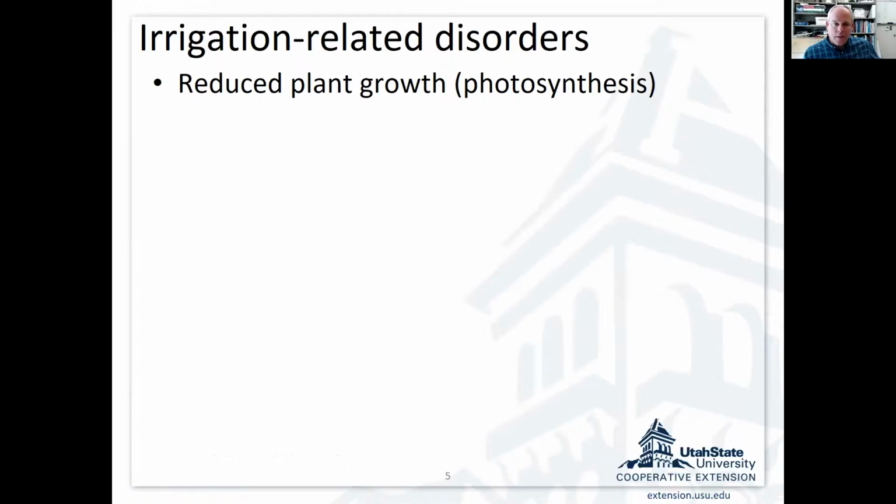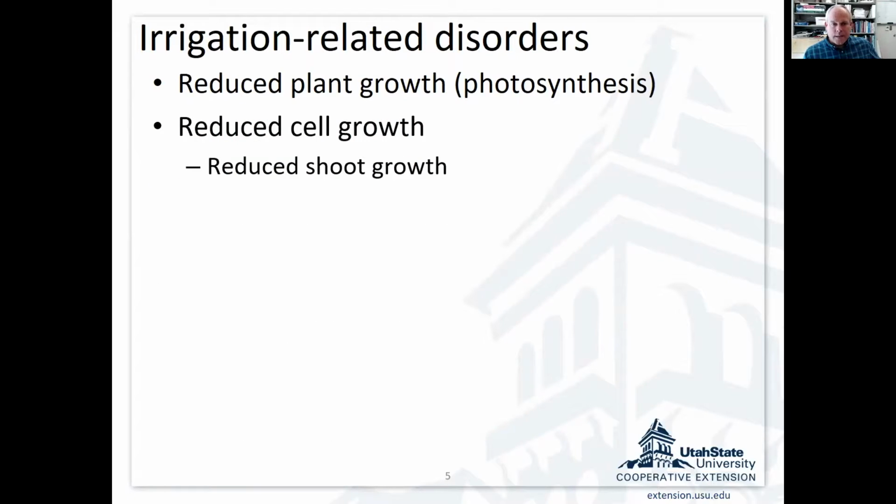So if we have drought stress, the first thing that happens is we reduce photosynthesis. If those stomates are closed, we don't get CO2 in. We can't fix that CO2 into sugars that the plant can use to grow. So you get reduced plant growth.